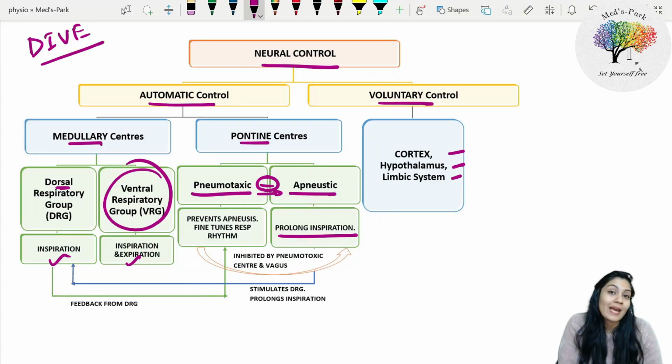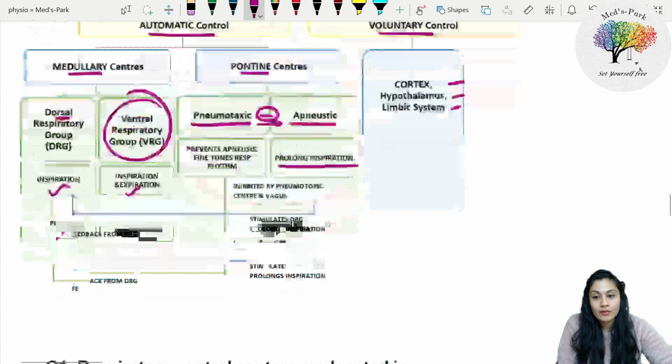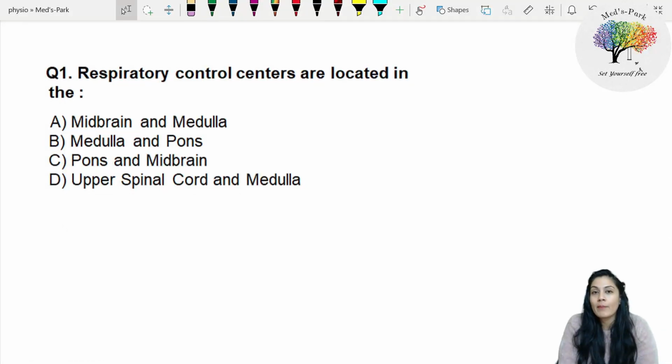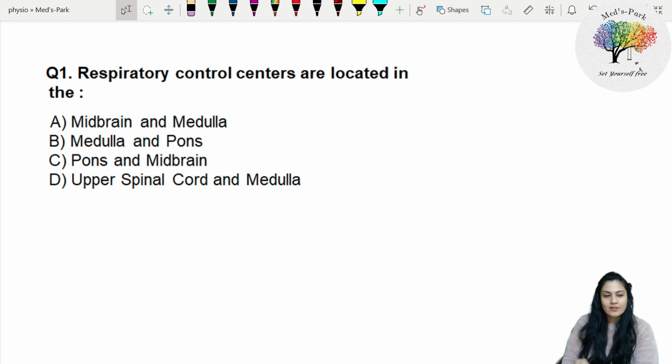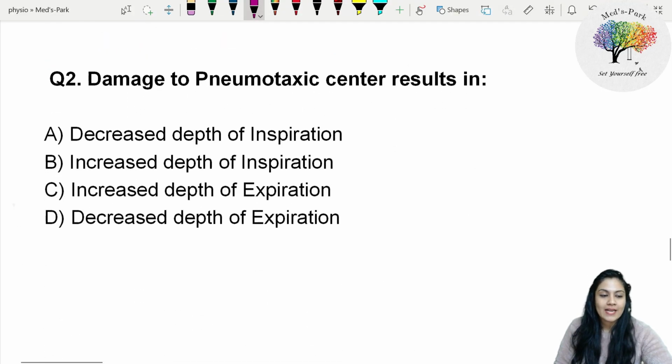Now let's come to the MCQ part, and I would love to see your answers in the comment box below. If you want the discussion, we can discuss that again, but I hope the discussion which we had already on the neural regulation of respiration topic is sufficient to give you the answer, right? First question: respiratory control centers are located in A, midbrain and medulla. Option B, medulla and pons. Option C, pons and midbrain. And D, upper spinal cord and medulla. Please give the answer. Let's move on to the next question.